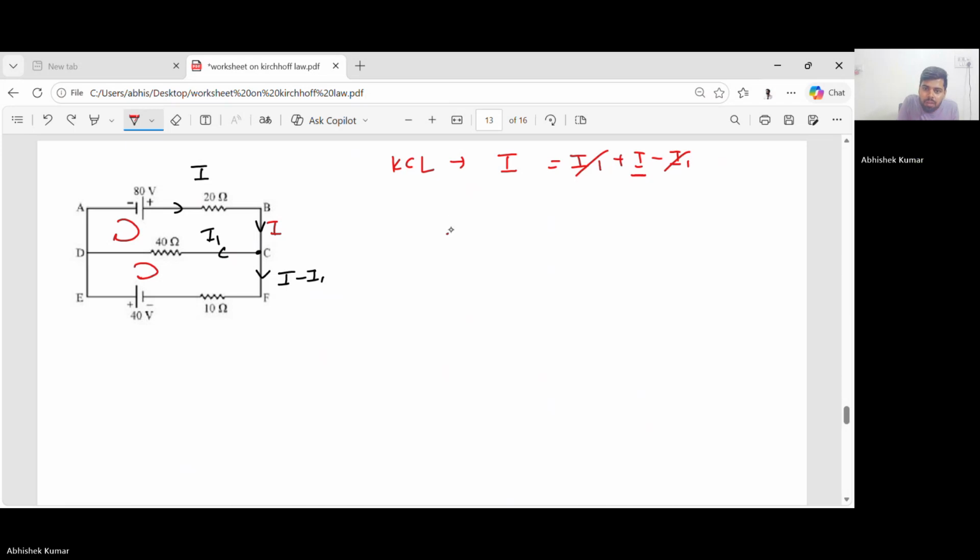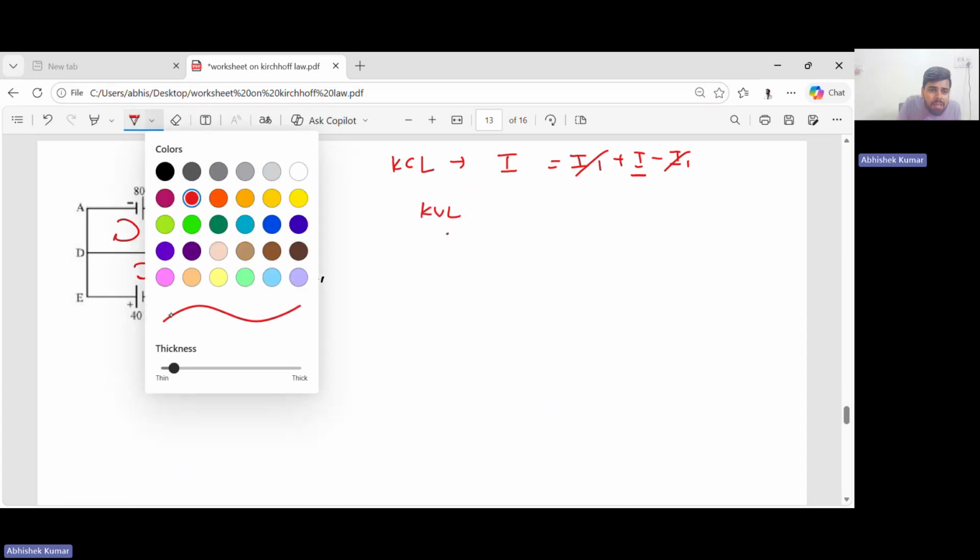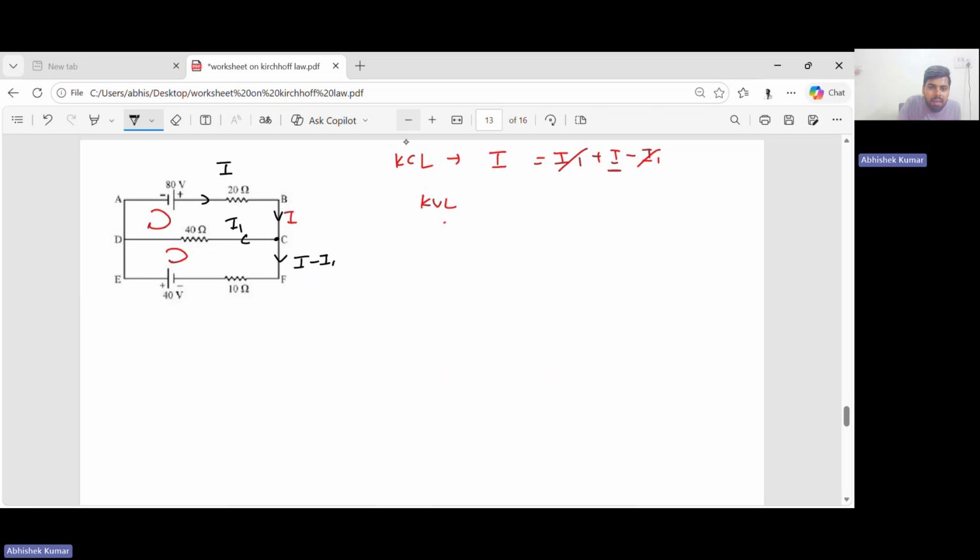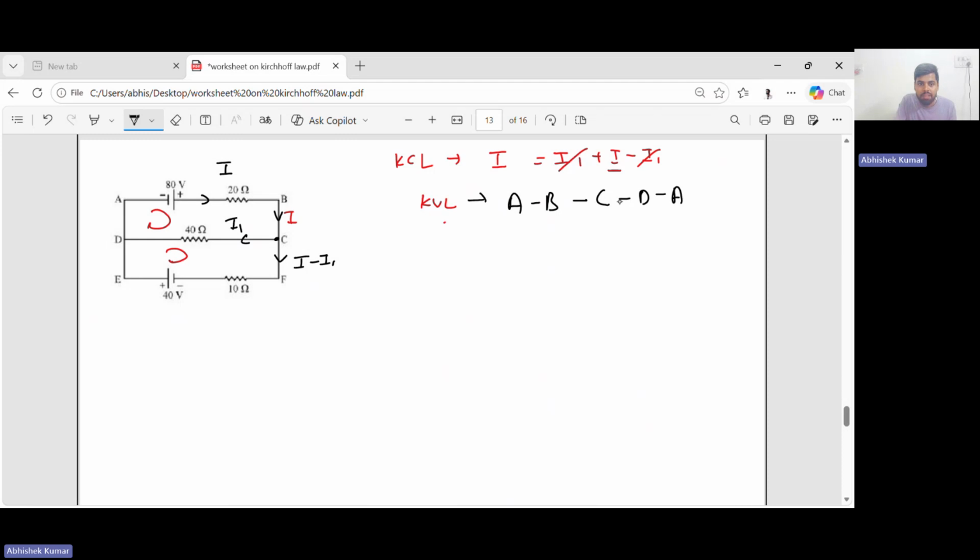It means it is 0. So, take the loop KVL. When we observe KVL, how do we observe? The first thing, we are moving from A to B, B to C, C to D, D to B. A to B is minus 80, positive direction so plus 20I. B to C nothing. In this way we are moving in the same direction, so plus 40I1. A to D nothing. It is equal to 0. Completed? Yes, sir. Completed.